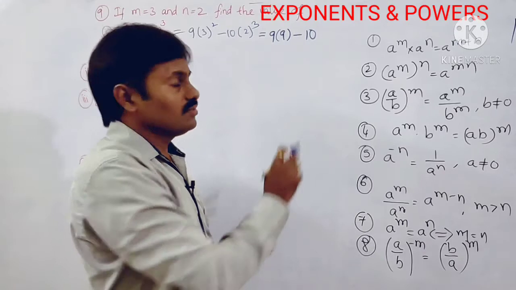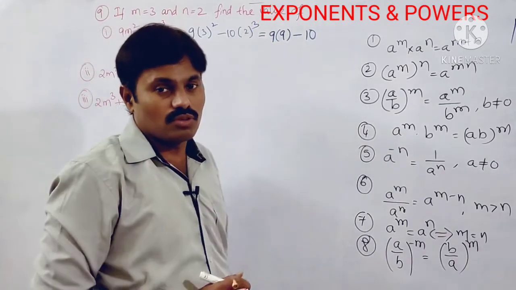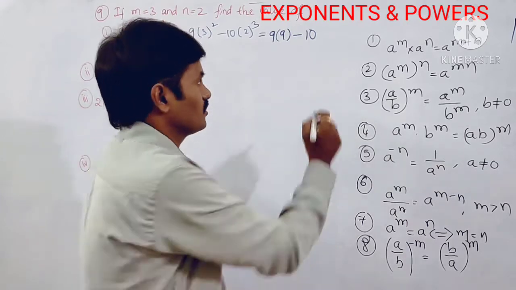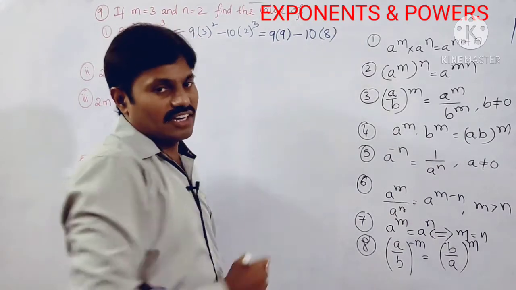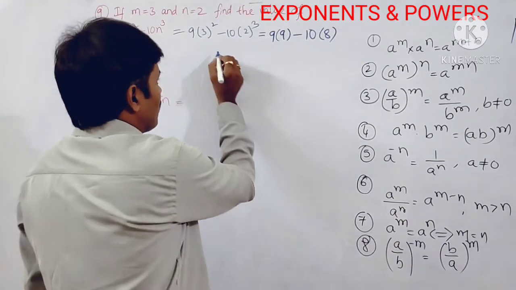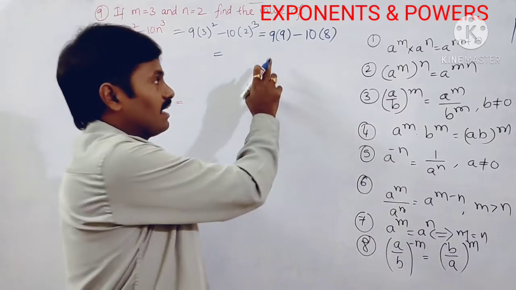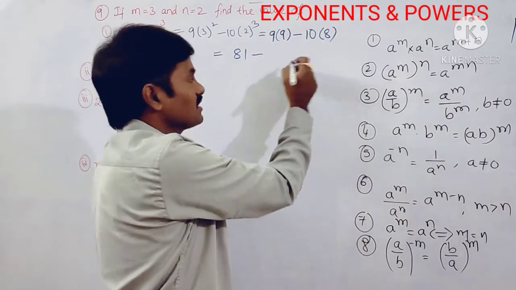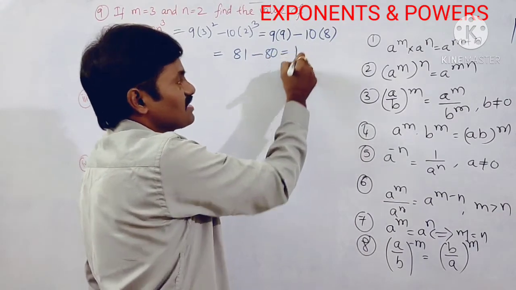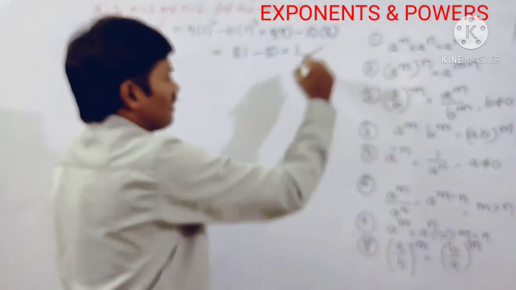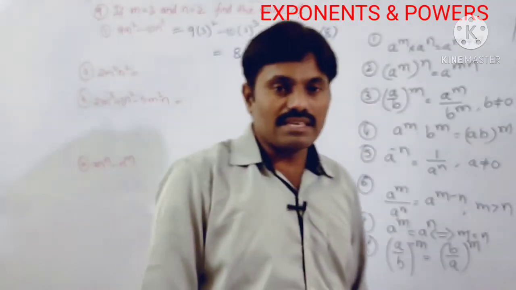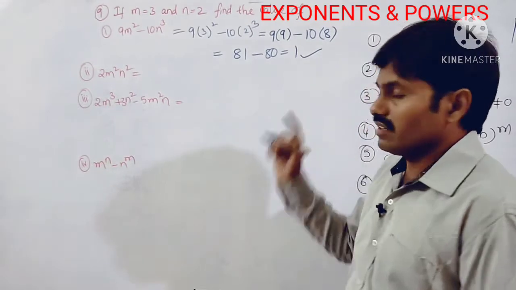Minus 10 into 2 cube value. 2 cube can be written as 2 into 2 into 2: 2 twos are 4, 4 eights are 8. So 10 into 8. Now 9 into 9 is 81, minus 10 into 8 is 80. So the difference is how much? 1. So the value of 9m square minus 10n cube is equal to 1.